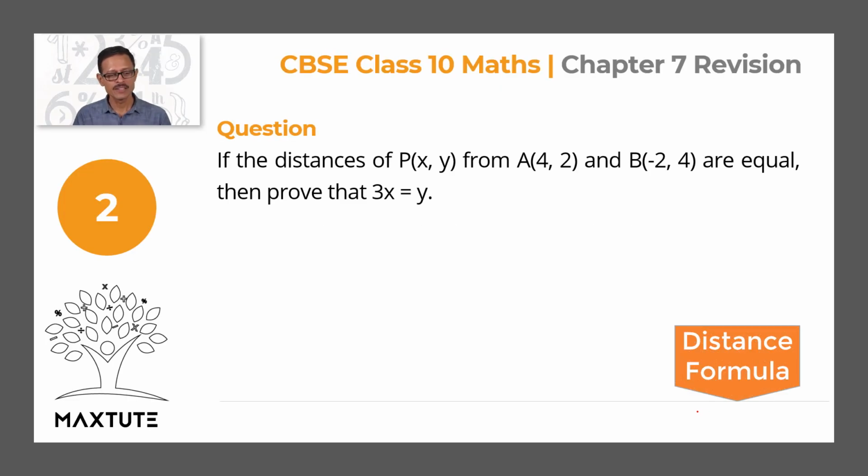There's one more example. The distances of point P, whose coordinates are x, y, from these 2 points A (4, 2) and B (minus 2, 4) are equal, which essentially means PA is equal to PB. Then prove that 3x is equal to y. Approach: we're going to find the length of PA in terms of x and y, because the coordinates of P are given in terms of x and y. We're going to find the length of PB, equate those two, solve for x and y, and see if we can get to this relation.